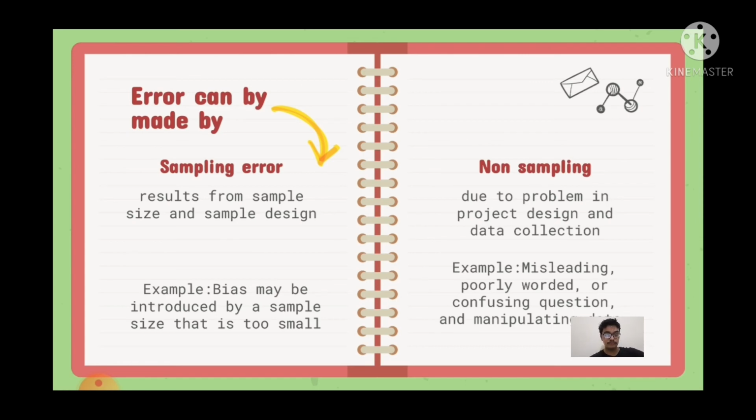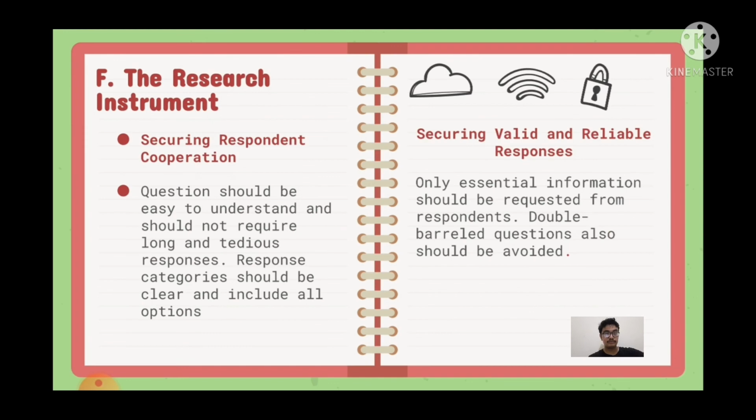And non-sampling errors are due to problems in project design and data collection, including misleading, poorly worded, or confusing questions, interviewer bias, and errors in recording, storing, and manipulating data.